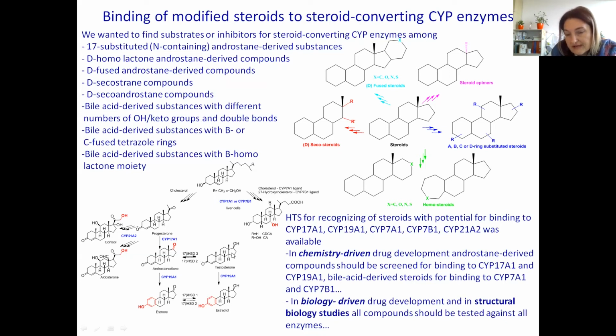High-throughput screening for recognizing steroids with potential for binding to CYP17A1, CYP19A1, CYP7A1, CYP7B1, and CYP21A2 was available. In chemistry-driven drug development, androstane-derived compounds should be screened for binding to CYP17A1 or CYP19A1, while bile acid-derived compounds should be screened for binding to CYP7A1 or CYP7B1. But in biology-driven drug development and in structural biology studies, the whole library of compounds should be tested against all enzymes.